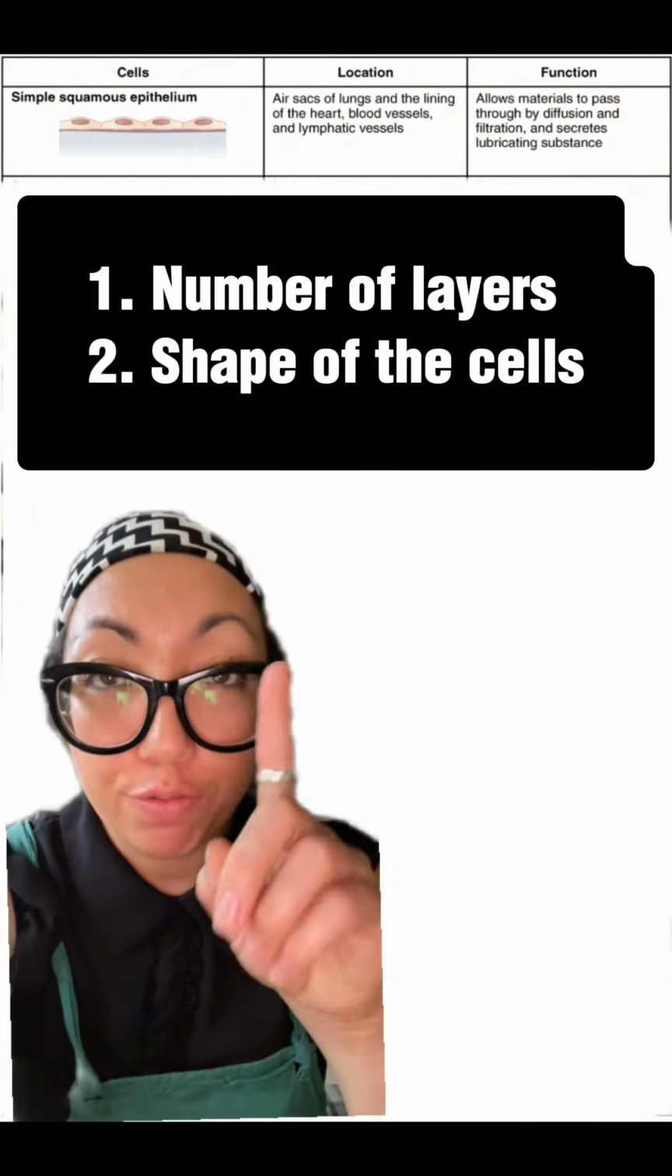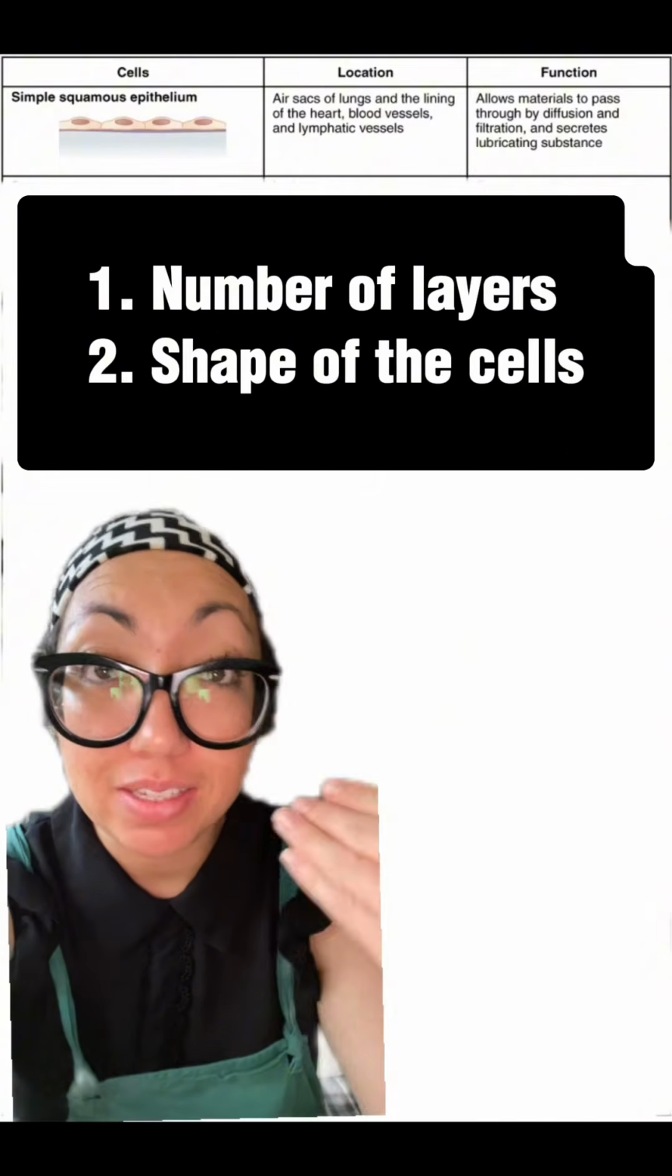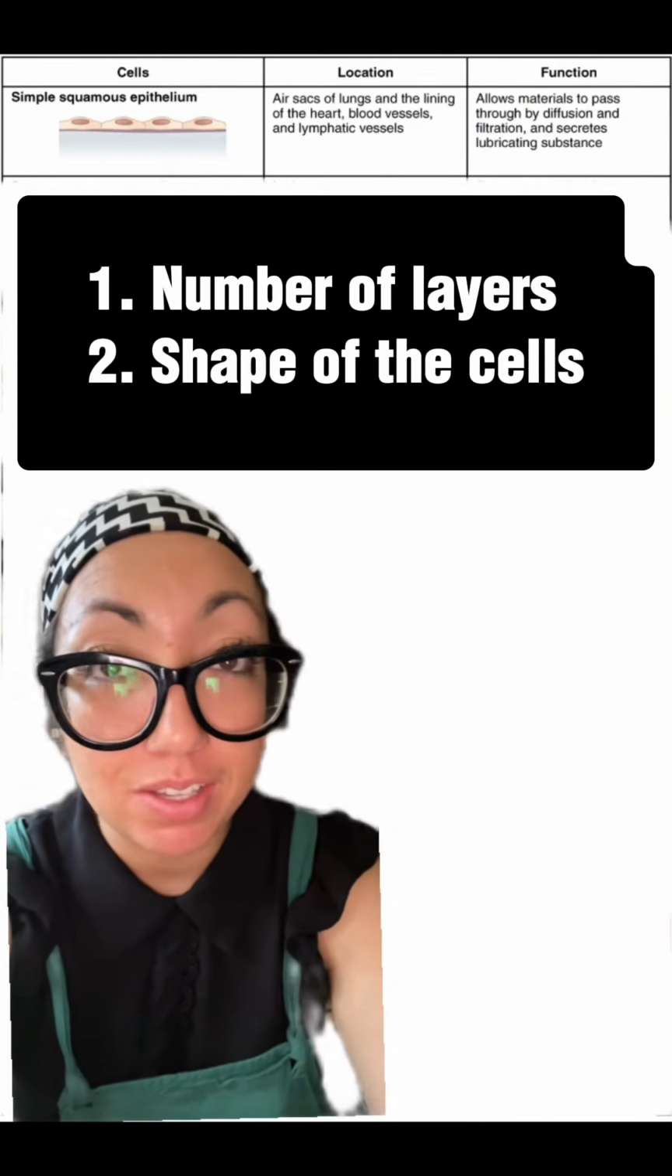Let's go over the basics of epithelial tissue. The first thing we want to start out with is how do we name these tissues? If we break it down, it's basically two parts. The first part of the tissue tells us how many layers there are, and then the second part tells us the shape of the cells. Don't worry, we'll be sure to practice these in each example.